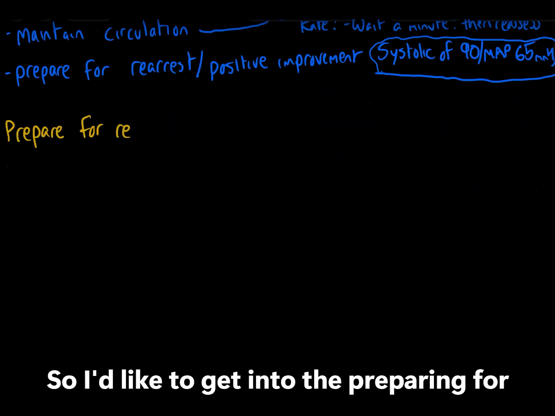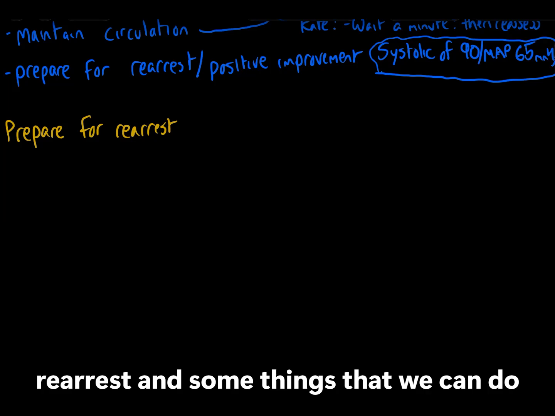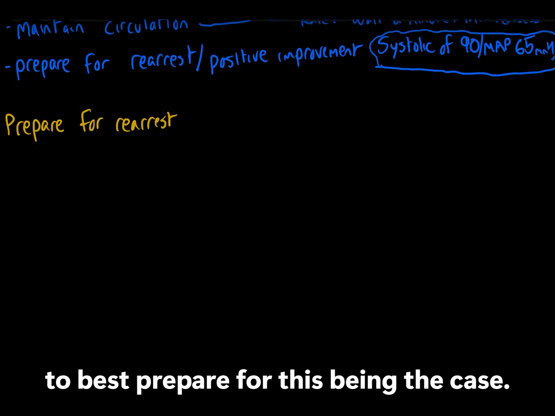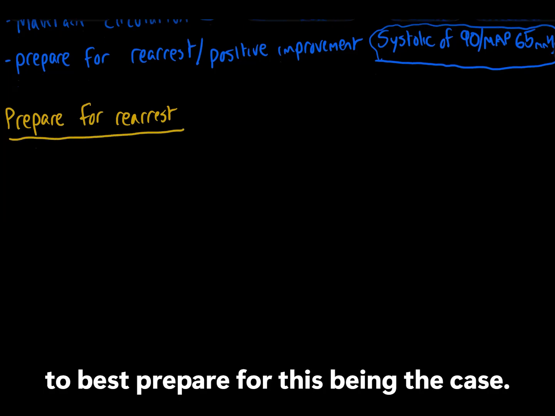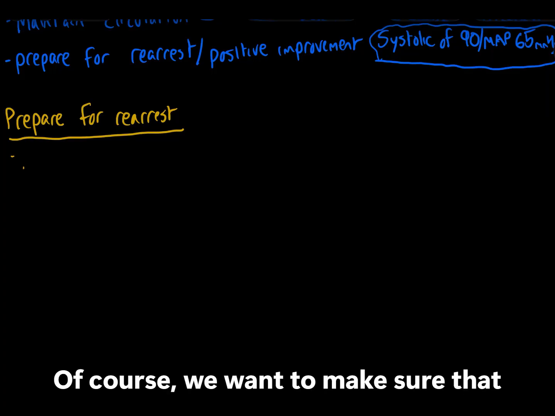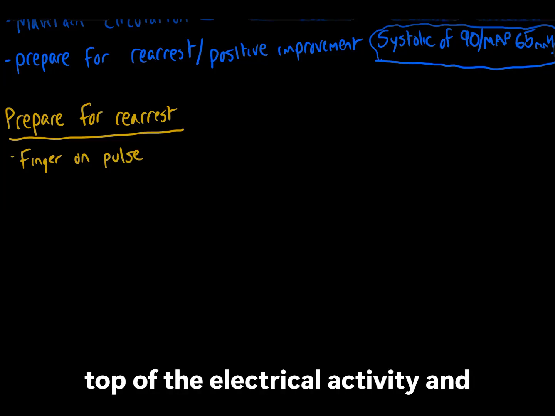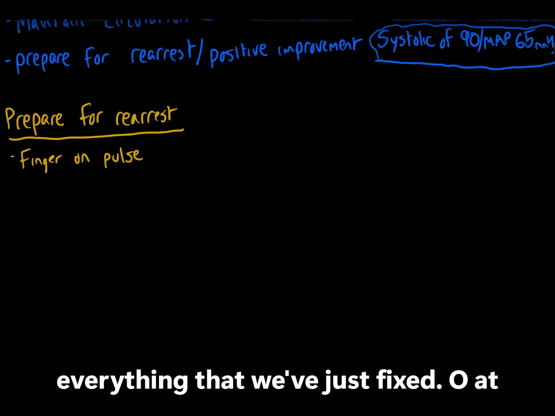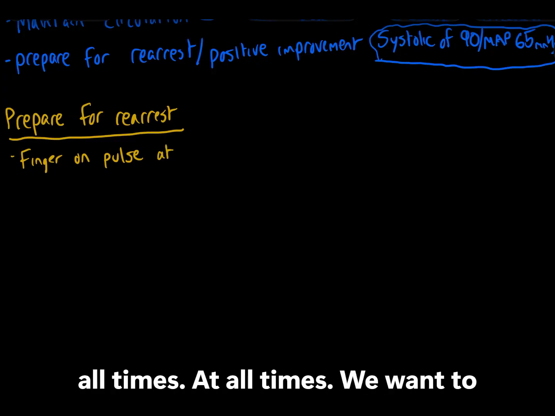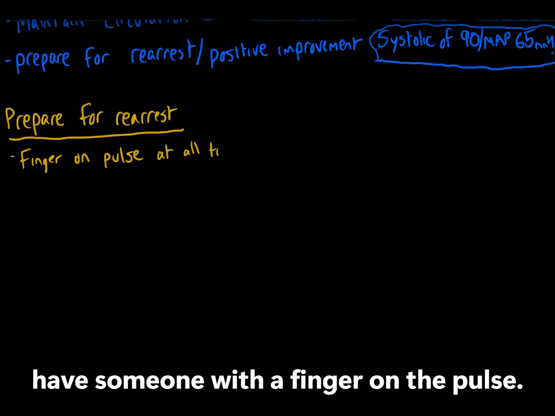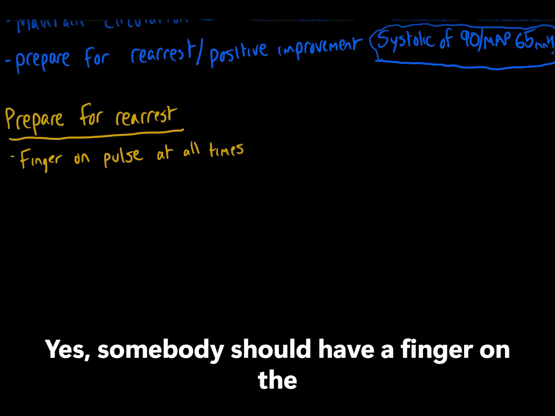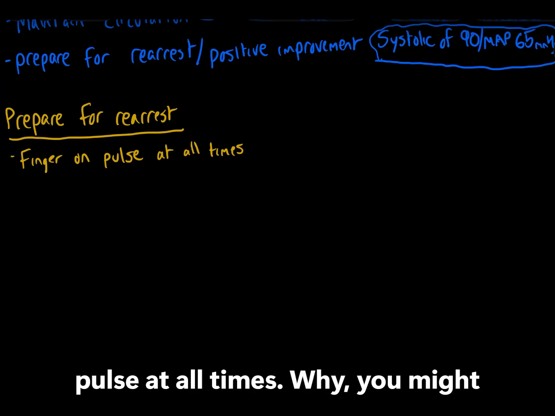So I'd like to get into the preparing for rearrest and some things that we can do to best prepare for this being the case. Of course, we want to make sure that we're assessing our patient physically on top of the electrical activity and everything that we've just fixed. So at all times, we want to have someone with a finger on the pulse. Yes, somebody should have a finger on the pulse at all times.